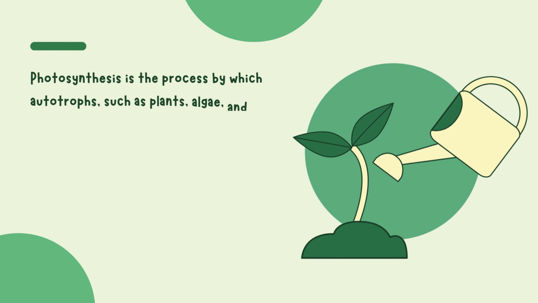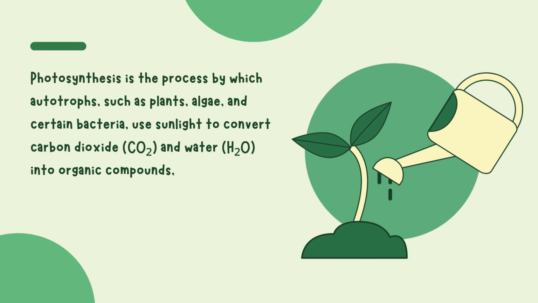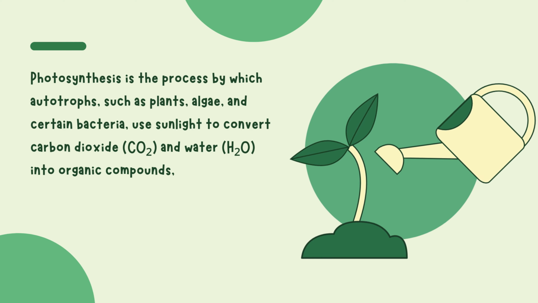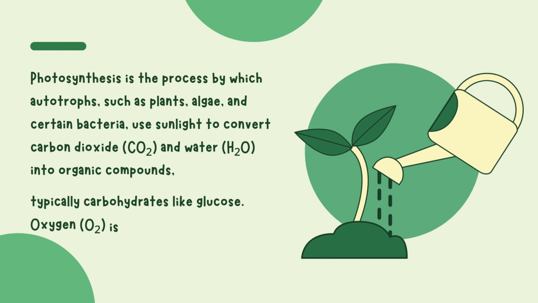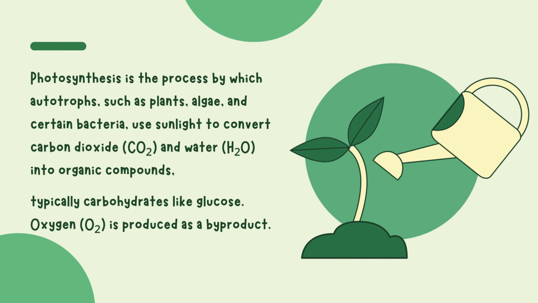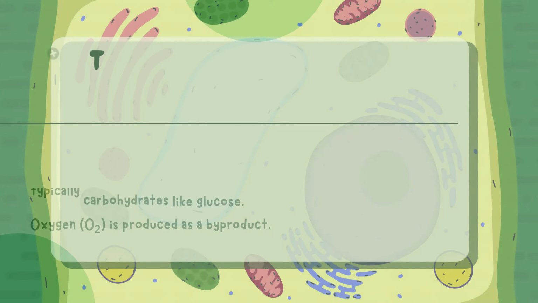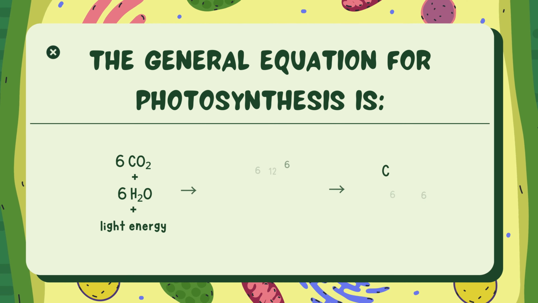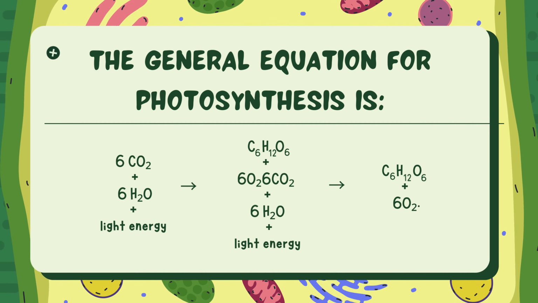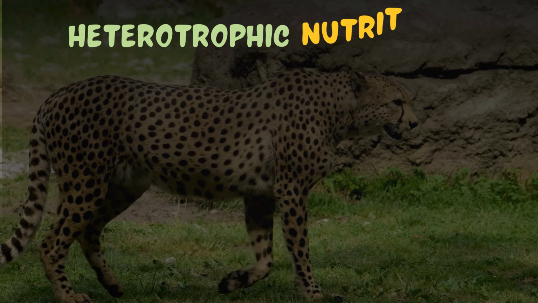Photosynthesis is the process by which autotrophs, such as plants, algae, and certain bacteria, use sunlight to convert carbon dioxide, CO2, and water, H2O, into organic compounds, typically carbohydrates like glucose. Oxygen, O2, is produced as a byproduct. The general equation for photosynthesis is 6CO2 + 6H2O + light energy → C6H12O6 + 6O2.